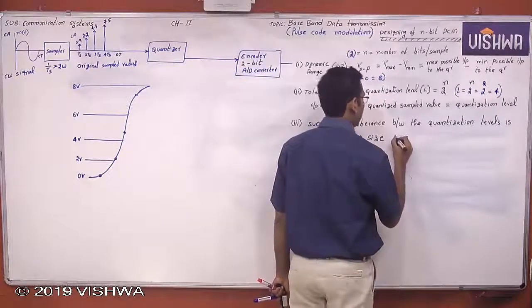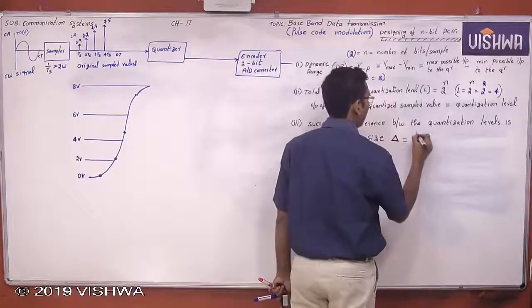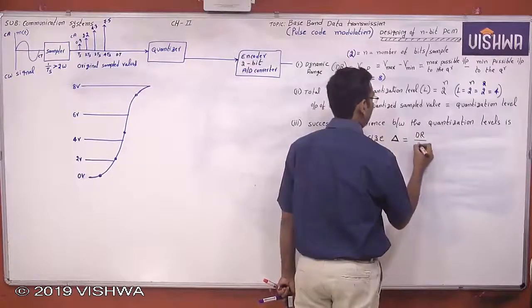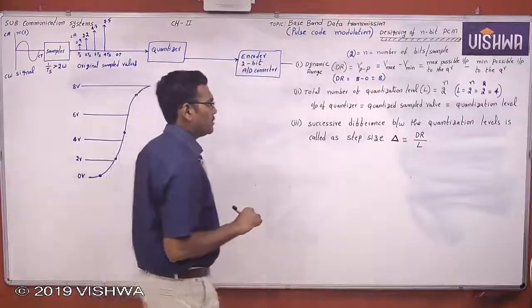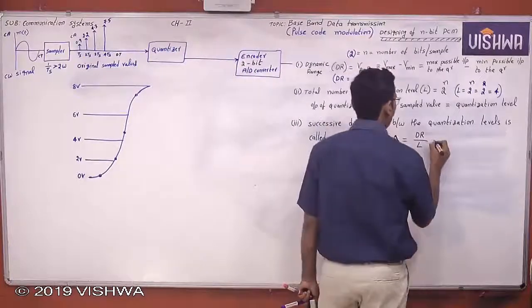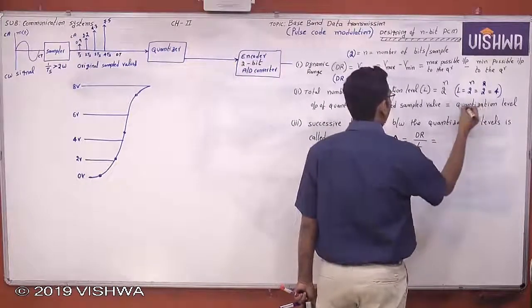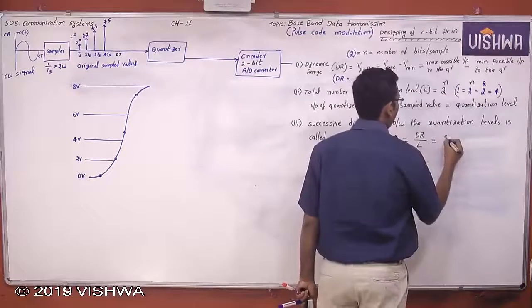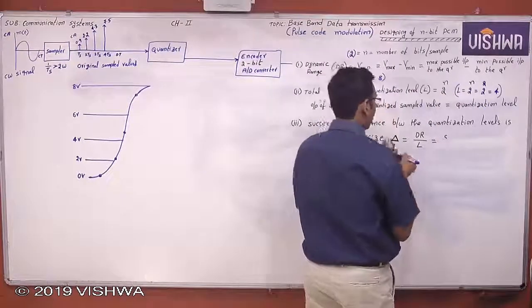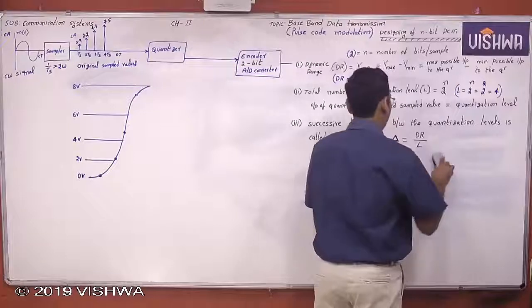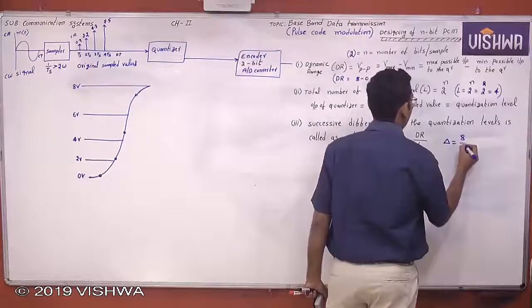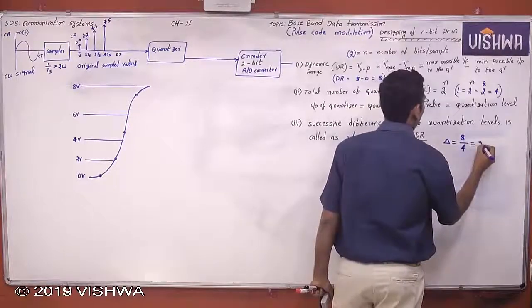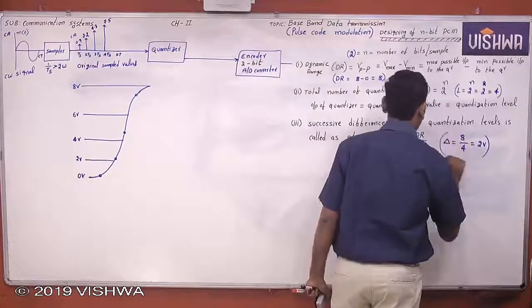The step size, the successive difference between the quantization levels, is called step size delta, which is nothing but dynamic range by L. Now, what is the dynamic range? The dynamic range is 8 in this example. In this example, the step size is dynamic range by L. Dynamic range is 8, L is 4, which is equal to 2 volts. Step size is 2 volts.